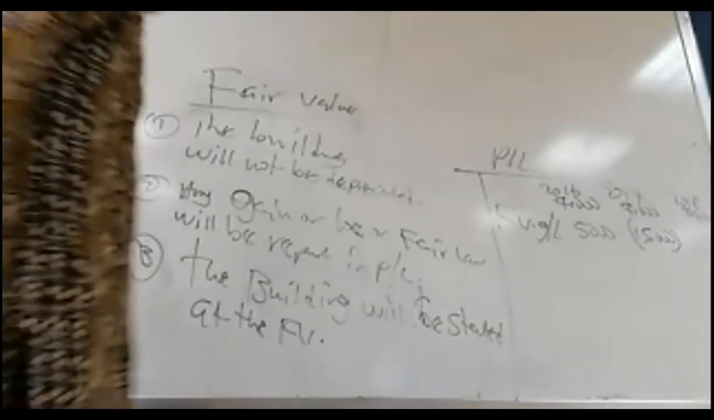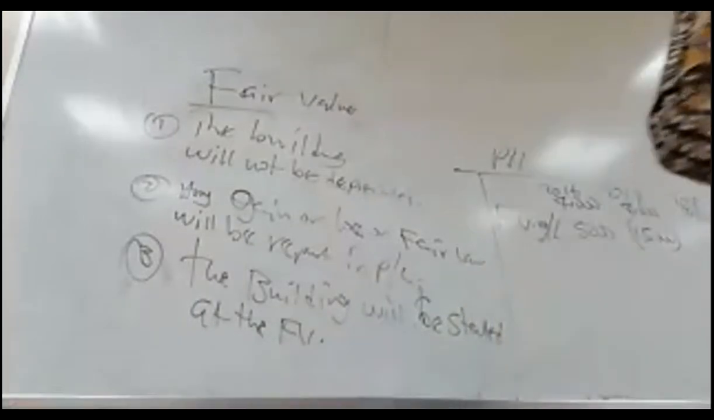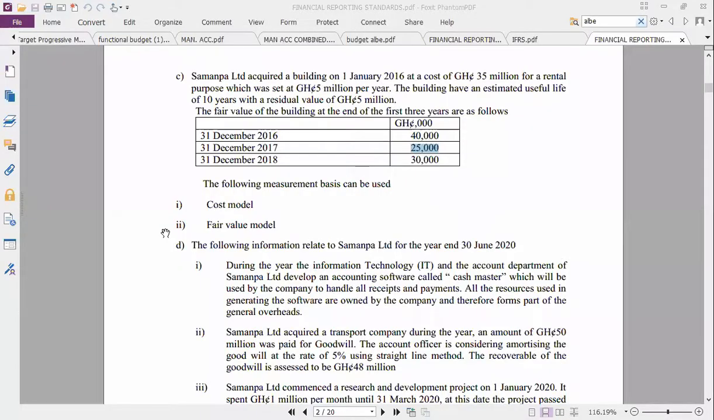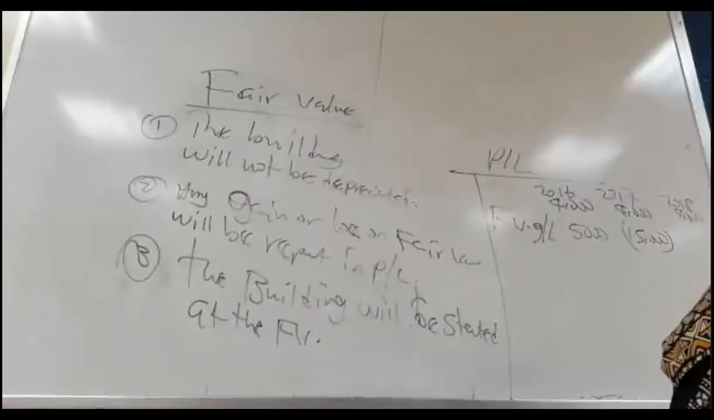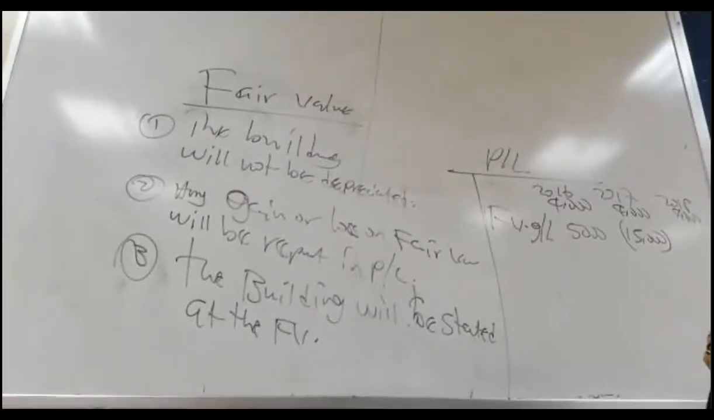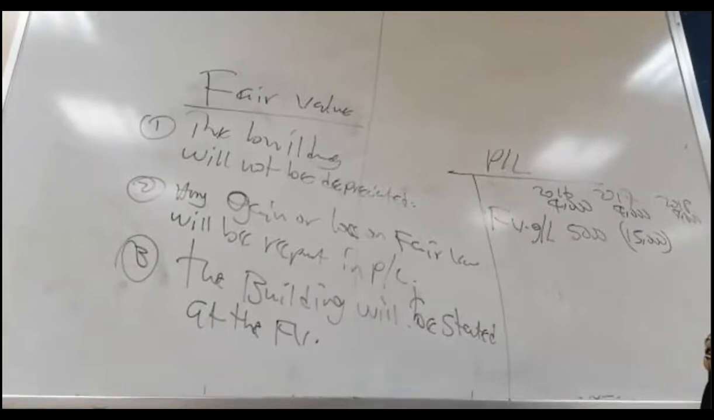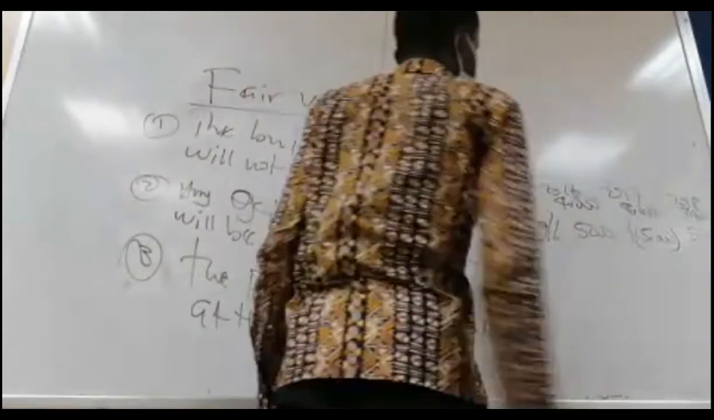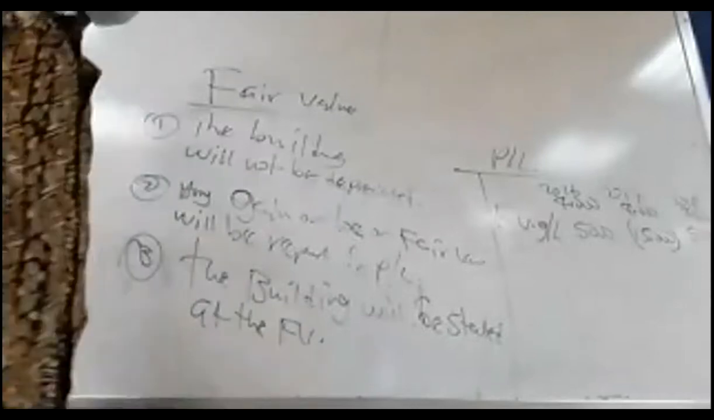Then let's look at the last one, 31st December 2018. The fair value increased again from 25 to 30, so another increment of 5. Then you put them in. So 5 gain. So we are done. Then in the financial position, you record the fair value.